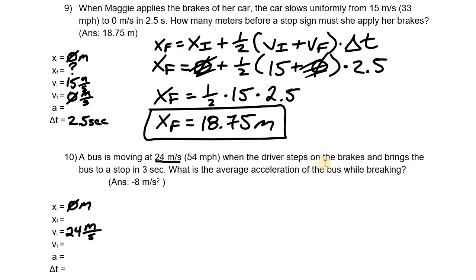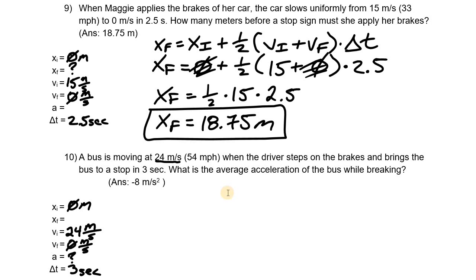When the driver steps on the brakes and brings the bus to a stop, what is that telling us? That should be telling us that the final velocity is equal to 0. Time span of 3 seconds. What is the average acceleration of the bus? So that's simple enough, very straightforward.